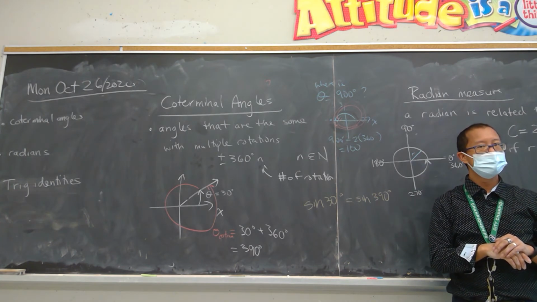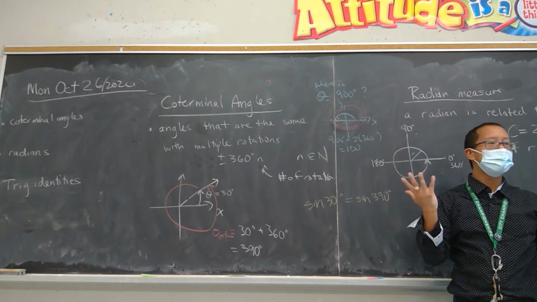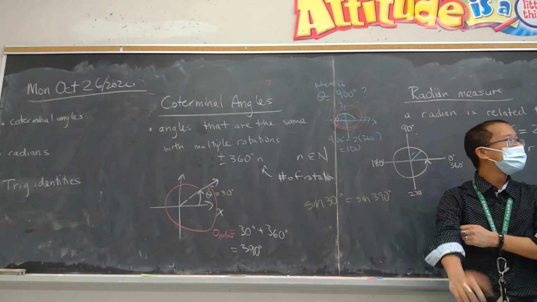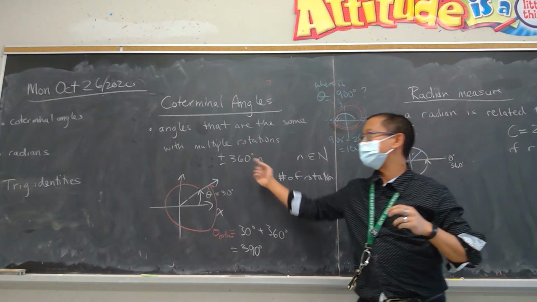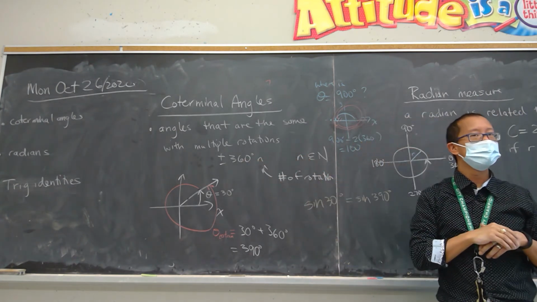Everyone okay? Any questions? So that's a coterminal. It's really easy. It's adding or subtracting multiples or rotations of 360, where n represents the number of rotations.